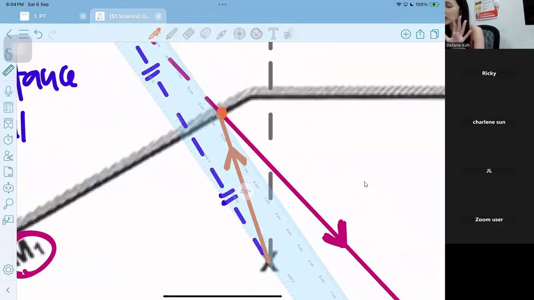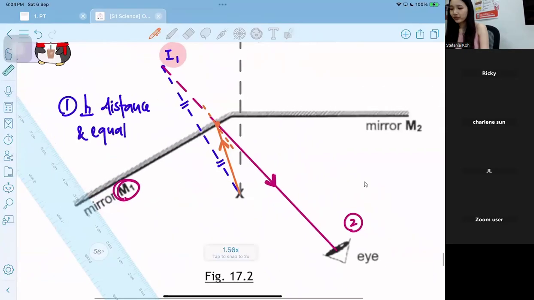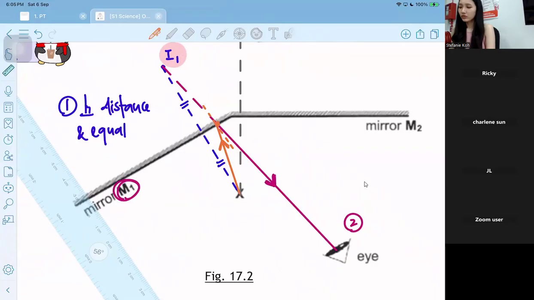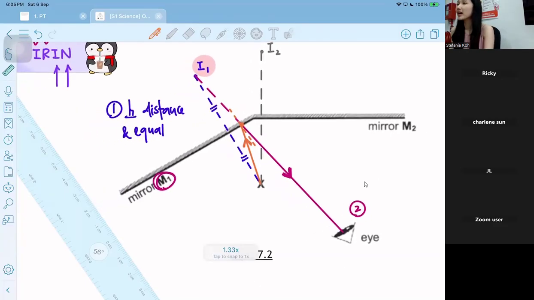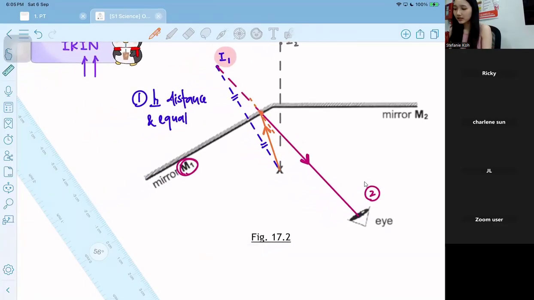I don't know if your school needs the normal or not. You just follow your school criteria. If you don't need it, then you can just forego the last step. So essentially, the blue, the pink, and the orange is your number one ray diagram for mirror one. Understand? You must know how to draw, because they will test. And ray diagrams usually are worth a lot of marks.